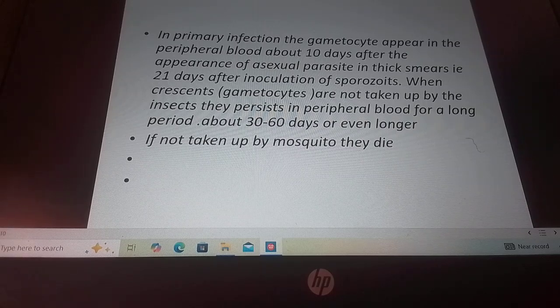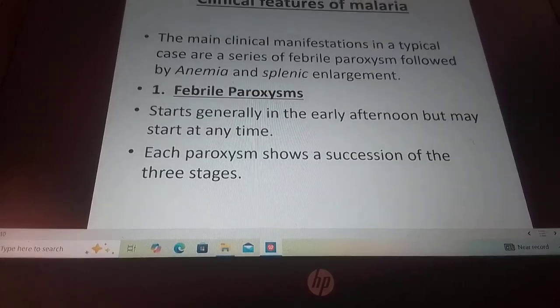So in primary infection, the gametocytes appear in the peripheral blood about 10 days after the appearance of asexual parasites in thick smears. So 21 days after inoculation of the sporozoites is when we'll be able to identify them. And these crescents, the gametocytes, are taken up by the insects. They persist in the peripheral blood for a longer period, 30 to 60 days or even longer. If not taken by a mosquito, remember, they will die. So malaria will now be severe, and once you do your RDTs and thick and thin smears, you will be able to get malaria parasites there.